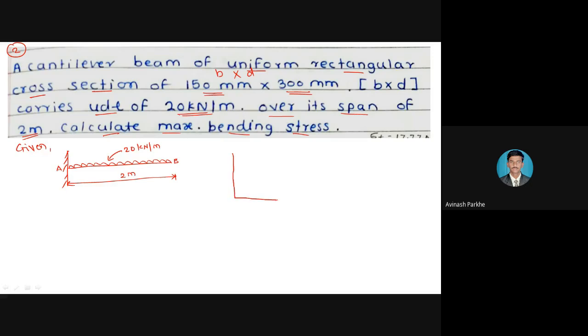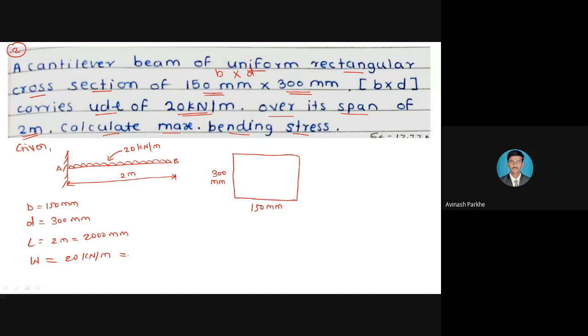Then the cross section of that particular beam is given. Once again, a rectangular section is given. So 150 mm as B and 300 mm as D. So B is equal to 150 mm, small d is 300 mm, then length 2 meter is equal to 2000 mm. W is given as 20 kilonewton per meter.